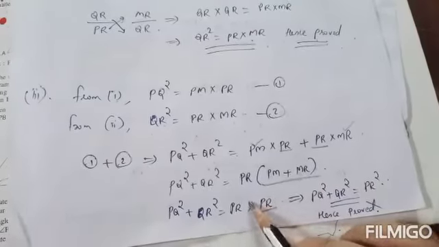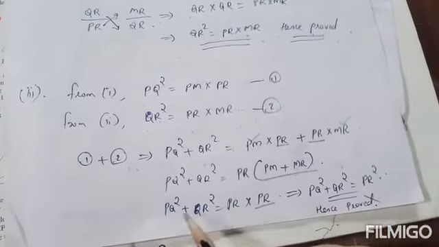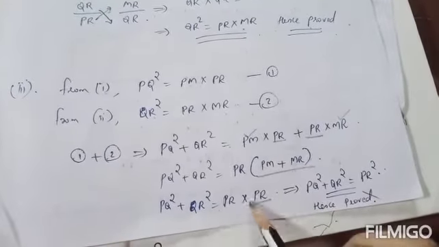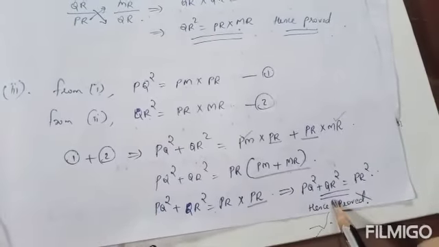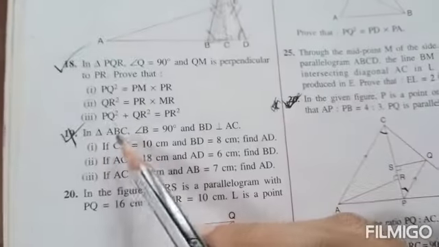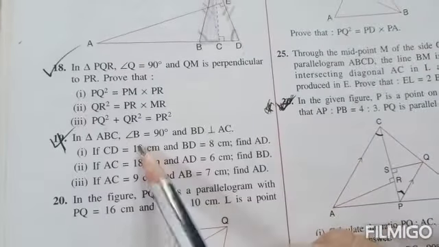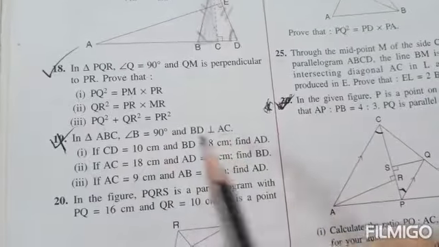Okay, so you can substitute here into PR. That is PQ square plus QR square equal to PR into PR, it is PR square. This is what you need to prove here. Hence proved. 19th question. In triangle ABC, angle B equal to 90 degree, BD perpendicular to AC.